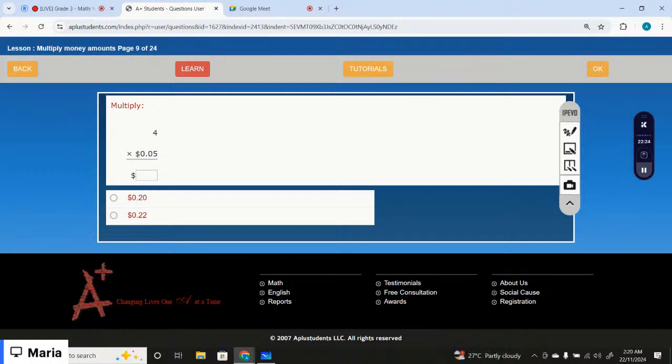4 times 0.05. So, which is the correct option? That is 0.20. Option number 1 is the correct option. Okay, you can complete the lesson by yourself later today. Let me just move on to the next lesson.